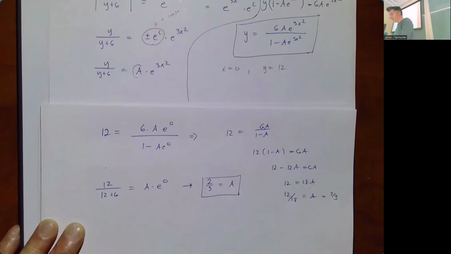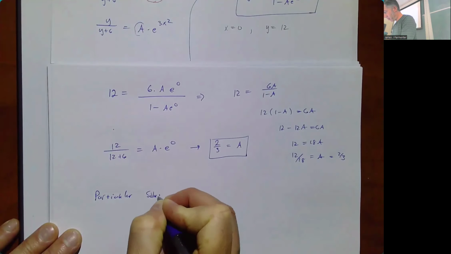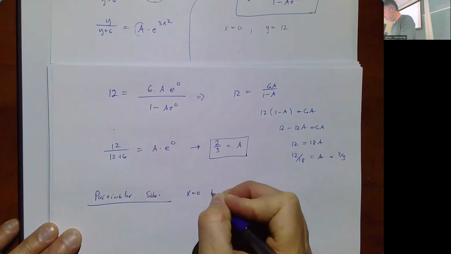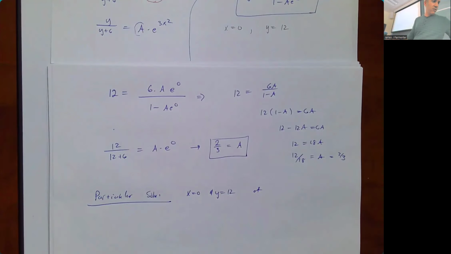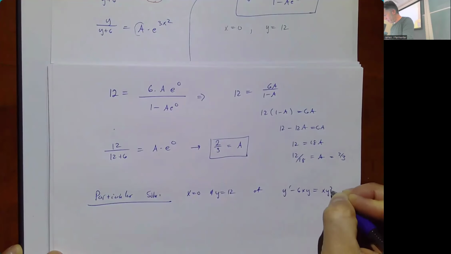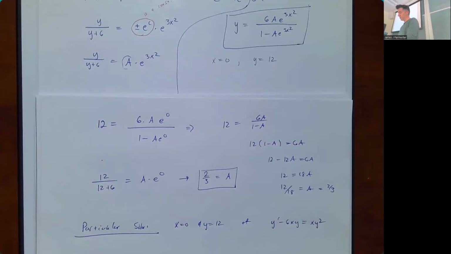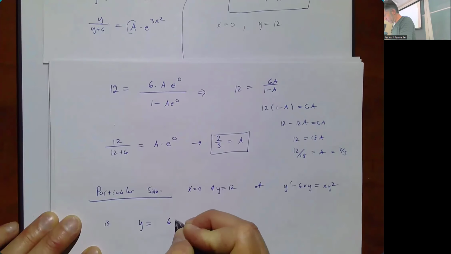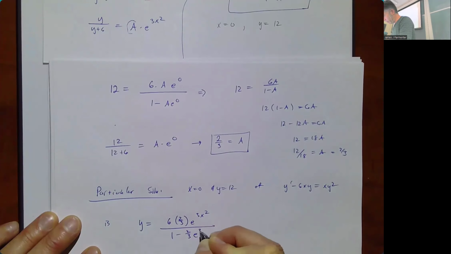Right. Correct. So then our particular solution for x equal to 0 and y equal to 12 of the differential equation we started with, which was way back so many pages ago, of y prime minus 6xy equal to xy squared, is going to be y equal to that solution, which you can't quite see, with 2/3 plugged in for a. It's going to be 6 times 2/3 times e to the 3x squared over 1 minus 2/3 times e to the 3x squared.